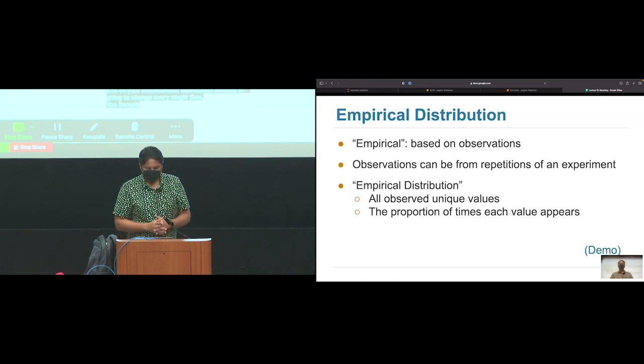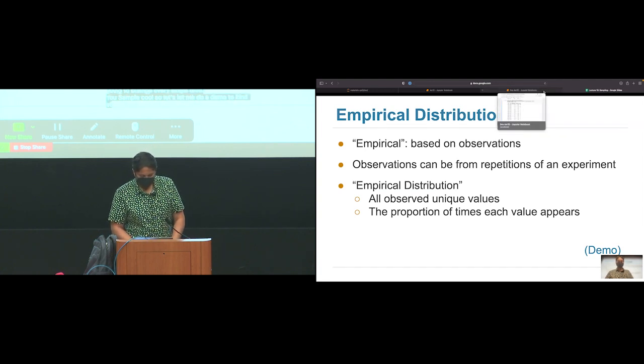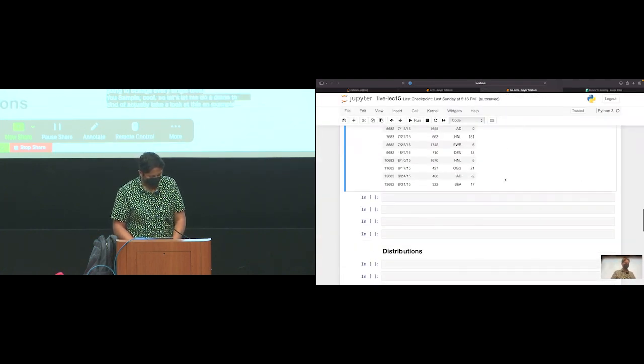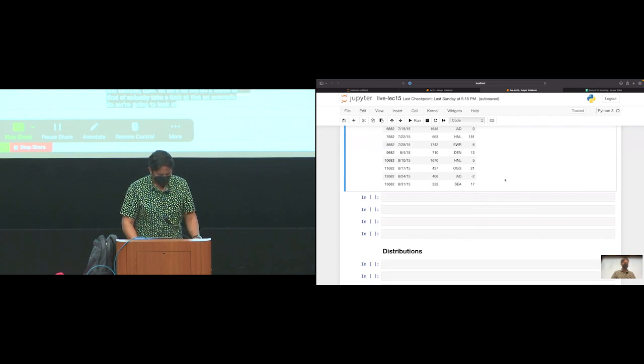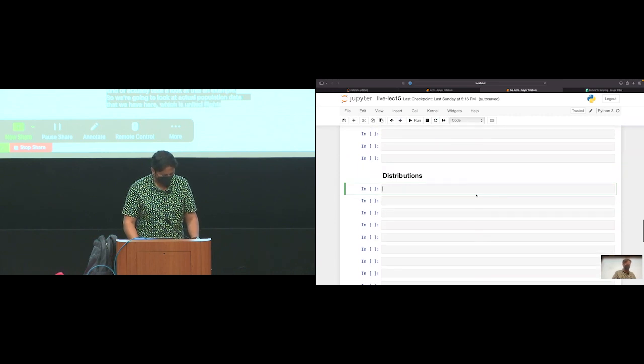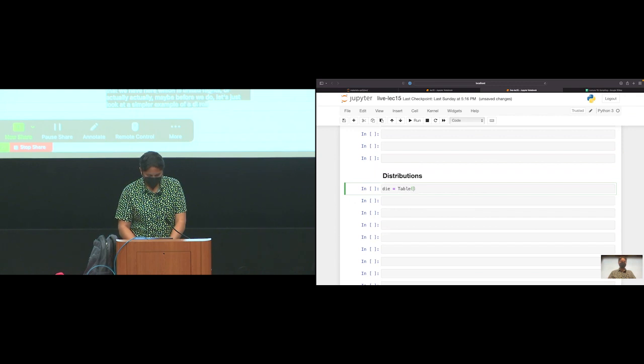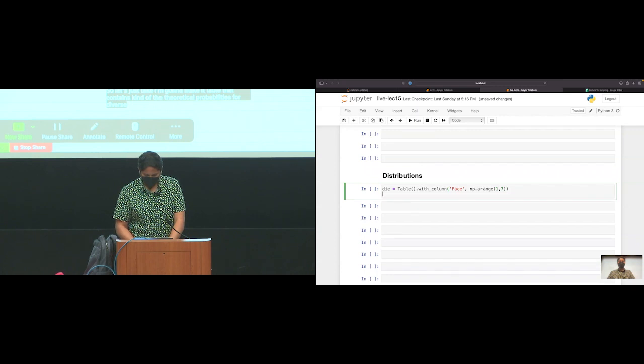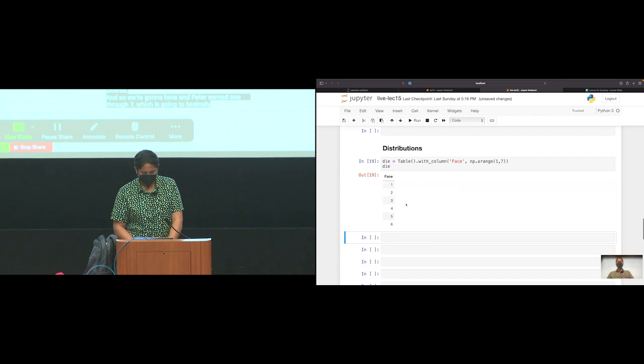Cool. So let's do a demo to take a look at this in an example. We could look at our actual population data, which is the United flights. Actually, maybe before we do that, let's look at a simpler example of a die roll. I'm going to make a table that contains the theoretical probabilities for a die roll. We're going to have np.arange 1 through 7, which gives us 1, 2, 3, 4, 5, 6. These are all the faces of a die. I stored this into a table.